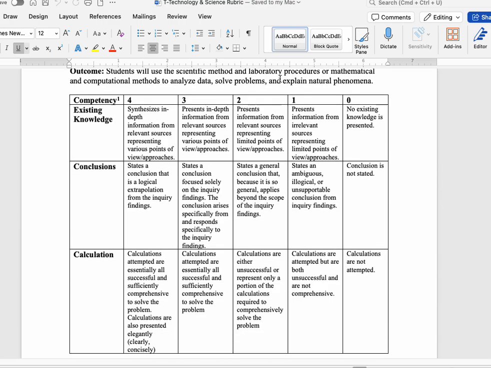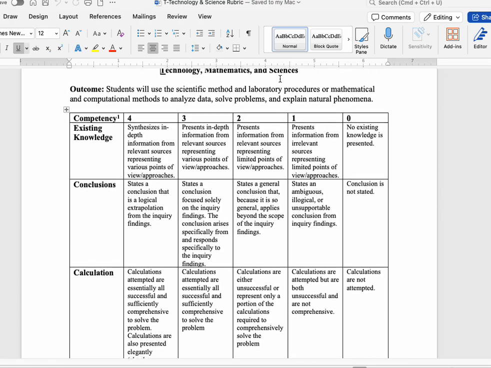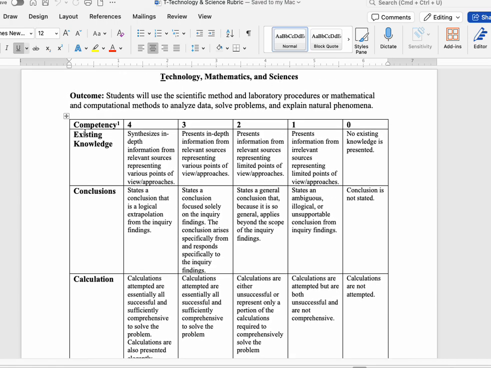objective rubric. So this was designed by faculty from this area, and they have chosen 3 competencies that represent this outcome. So the outcome, which is given by the university system, is that students will use the scientific method and laboratory procedures or mathematical and computational methods to analyze data, solve problems, and explain natural phenomena. So the keywords there are analyze, solve, and explain.